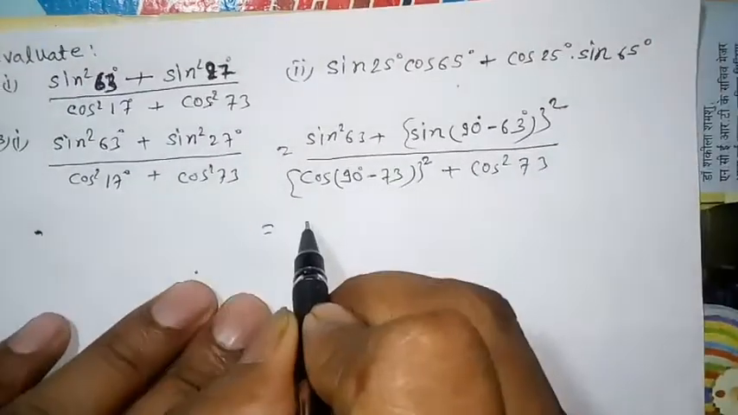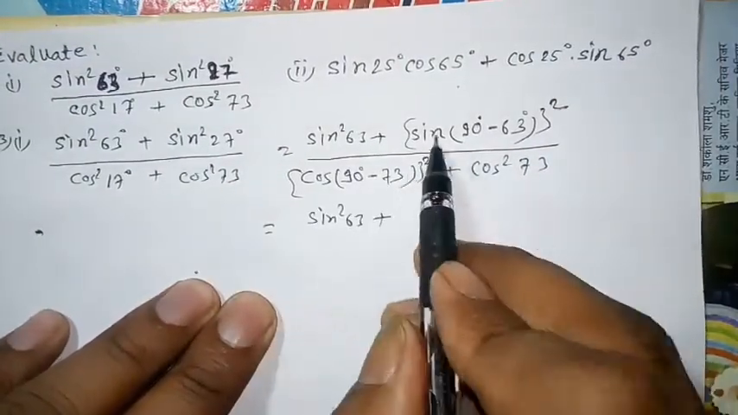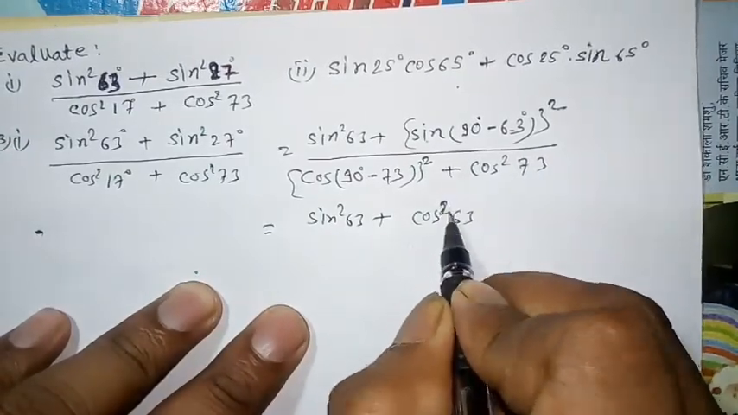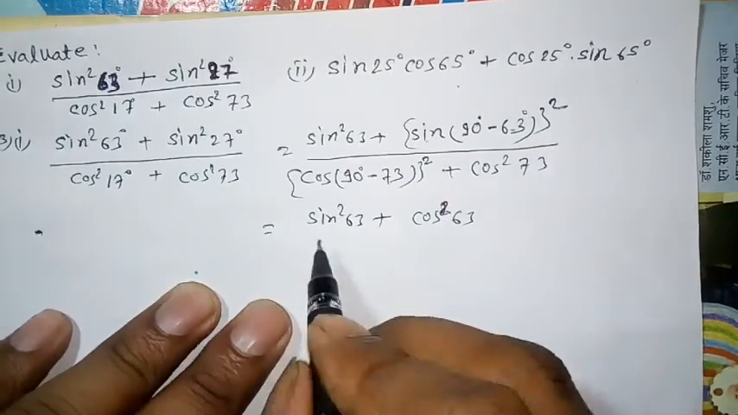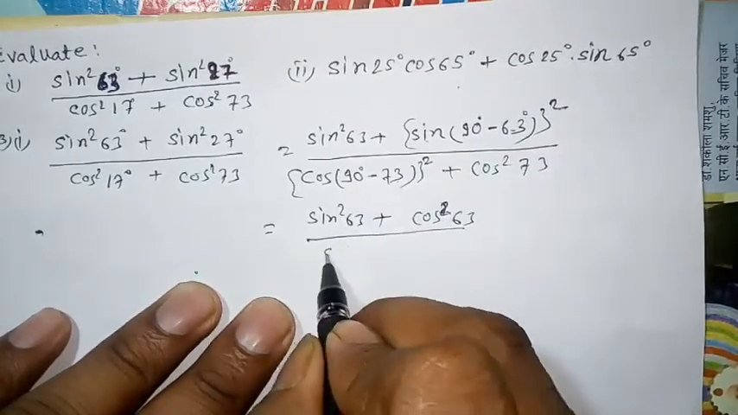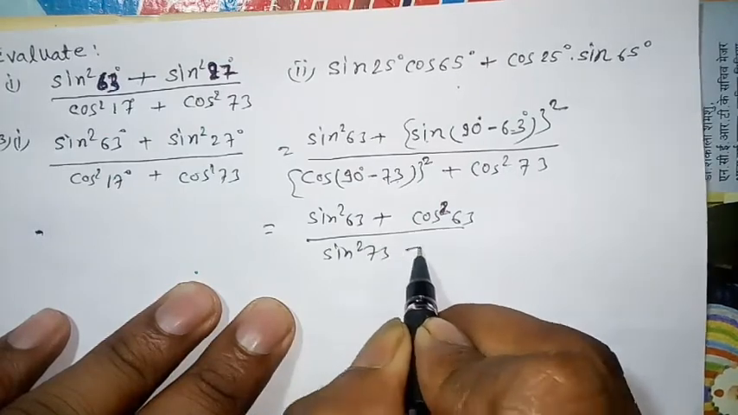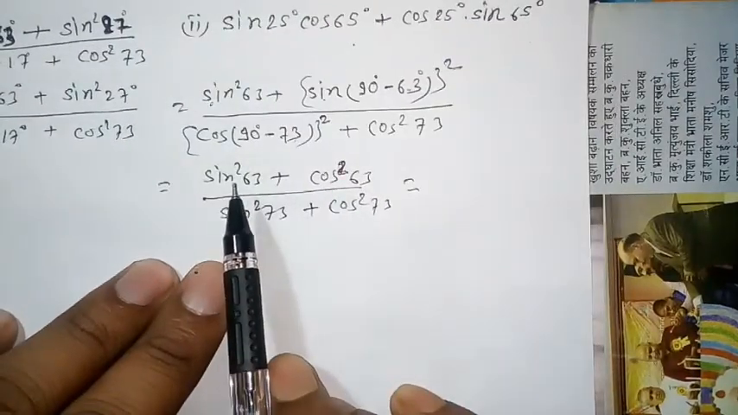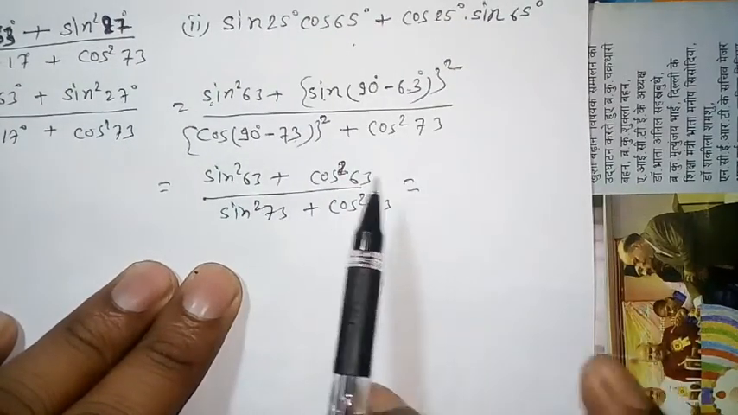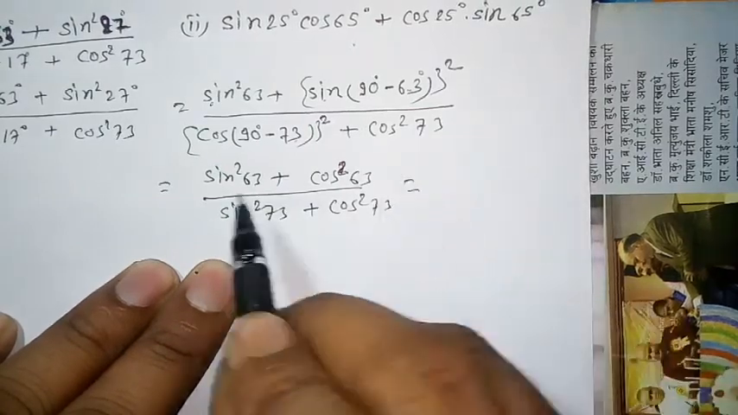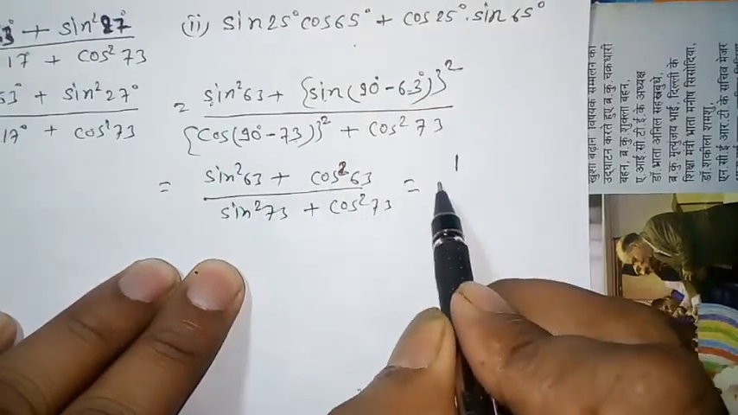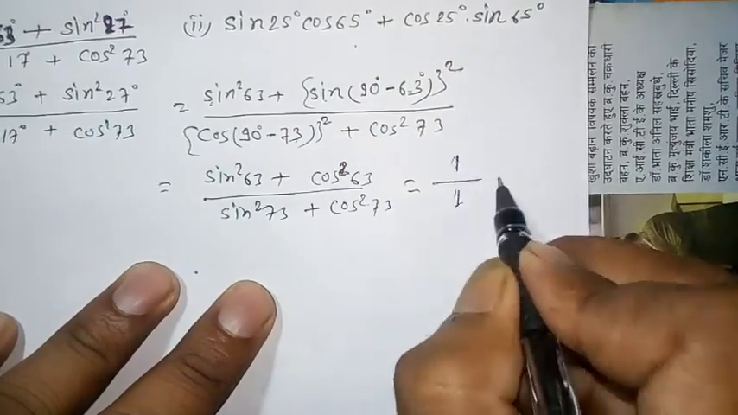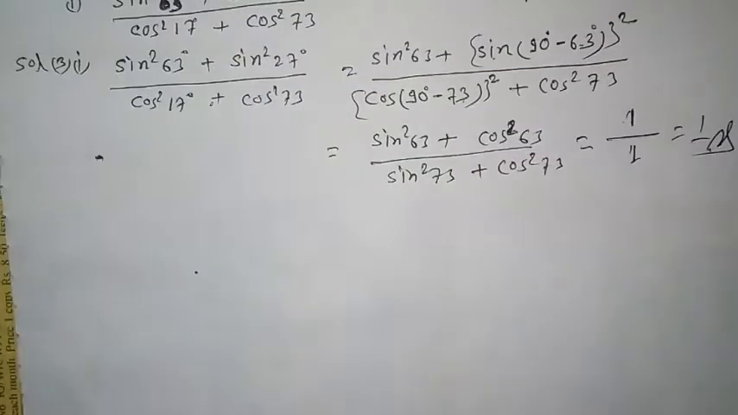is equal to sin square 63 plus sin 90 minus theta is cos theta. So cos square 63, because here it is square, and cos 90 minus theta is sin theta, so sin square 73 plus cos square 73 is equal to, according to the formula, sin square theta plus cos square theta is equal to 1. So the value of theta is 63. So sin square 63 plus cos square 63 is equal to 1. Similarly, sin square 73 plus cos square 73 is equal to 1. 1 by 1 is equal to 1. Answer. Question number 2.